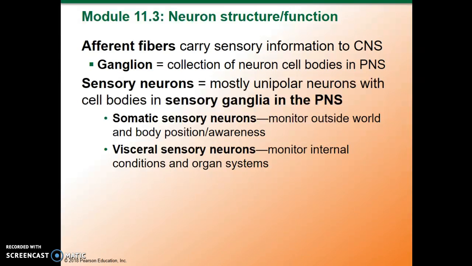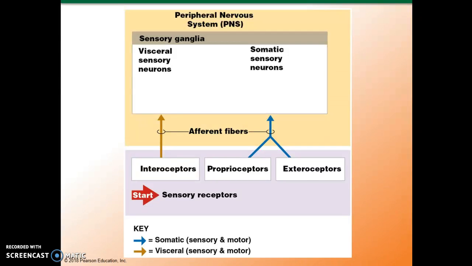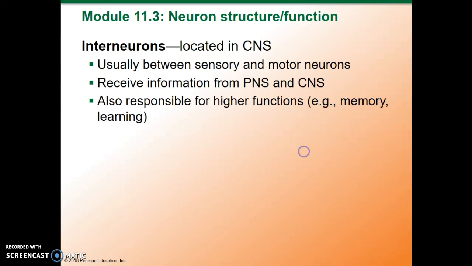So we have somatic as well as visceral sensory neurons. Somatic monitor the outside world and body position. Visceral neurons monitor internal conditions. Remember, afferent is incoming, that is from the PNS to the CNS. Interneurons are in the CNS, and these are the connectors between the sensory and the motor neurons. They're also responsible for higher functions such as memory and learning.